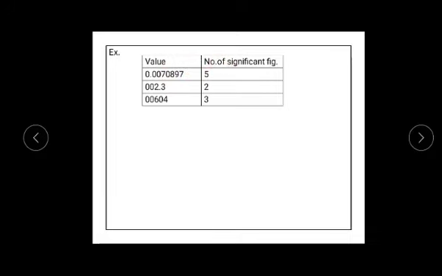Now take second example, 002.3. So these 2 zeros you have to neglect. Only 2 digits you have to count. So significant figures is 2. Now see last one, 00604. So these 2 zeros you neglect, remaining you count, you will get 3. So number of significant figures is 3.